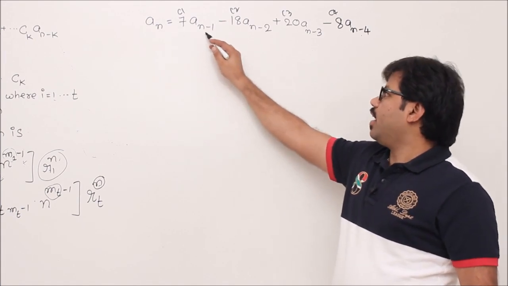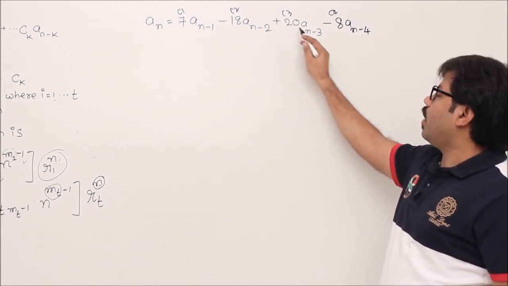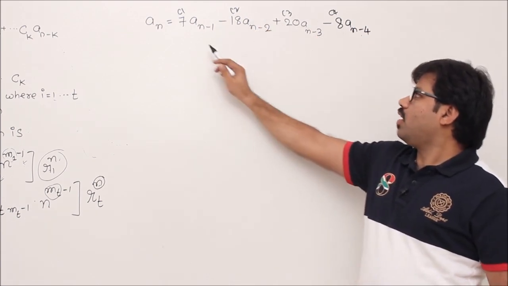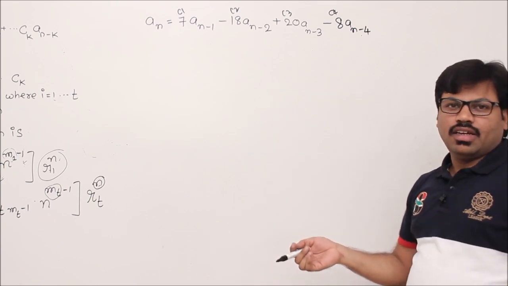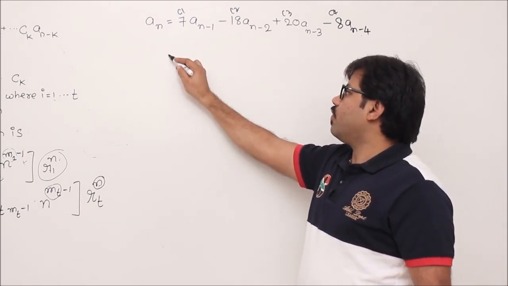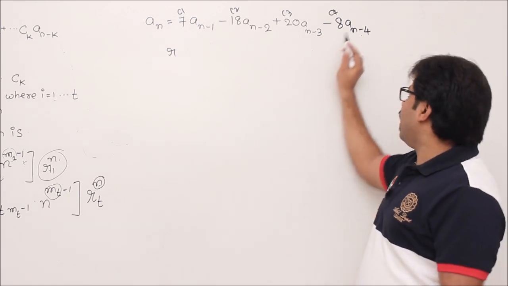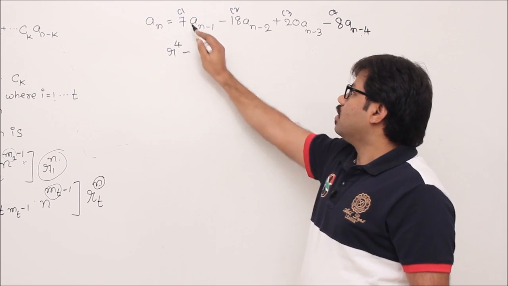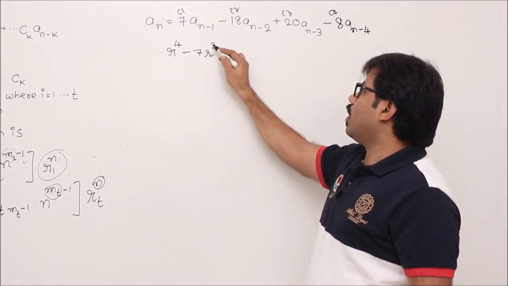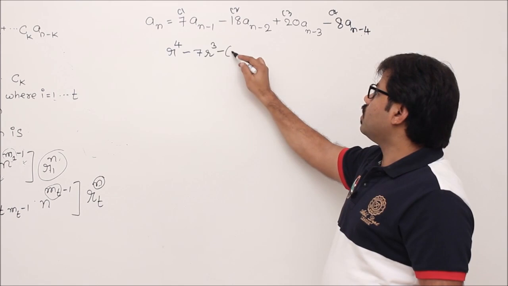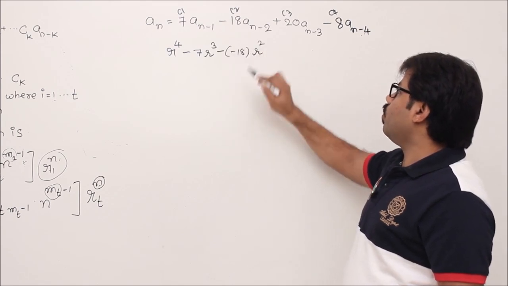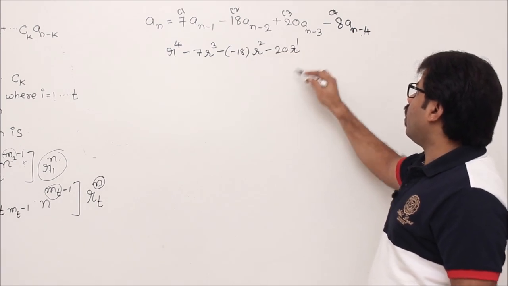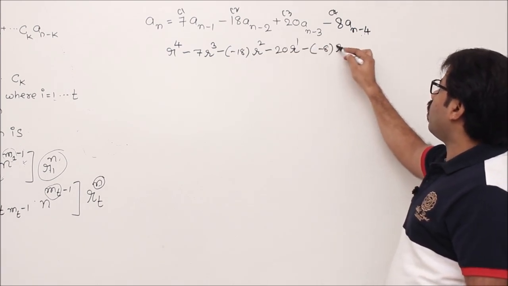an equals 7 an minus 1 minus 18 an minus 2 plus 20 an minus 3 minus 8 an minus 4. So C1, C2, C3, C4 are 7, minus 18, 20, minus 8. Okay. Then what is the characteristic equation for that? R to the power of k. What is k? 4, right? So R power 4 minus C1, 7 into R to the power of 3, minus C2, which is minus 18, into R to the power of 2, minus 20 into R to the power of 1, minus 8 into R to the power of 0.